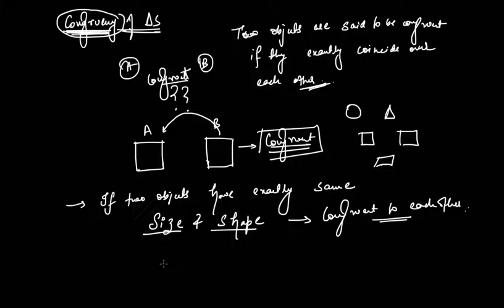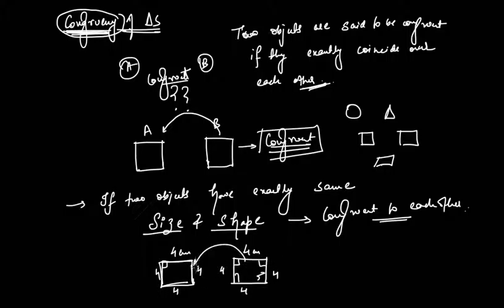Say I have a square block here, and say the side is 4 centimeter. If I have another square of the same dimension, 4 centimeter, all sides are 4, and when I superimpose them, now see, all the angles are 90 degrees, right? And size is the same, shape is the same, so I can say both of them are congruent to each other, right? So this is the basic meaning of congruency.